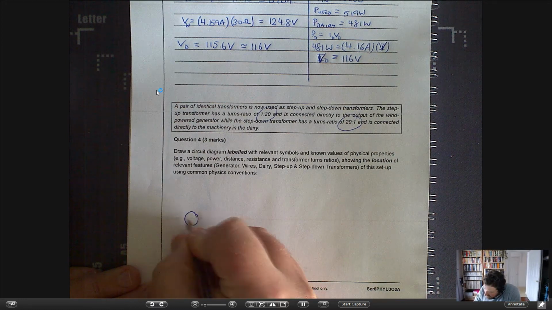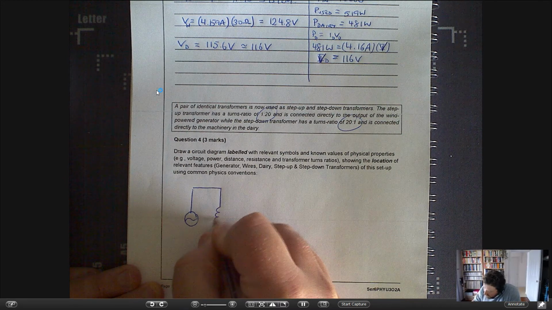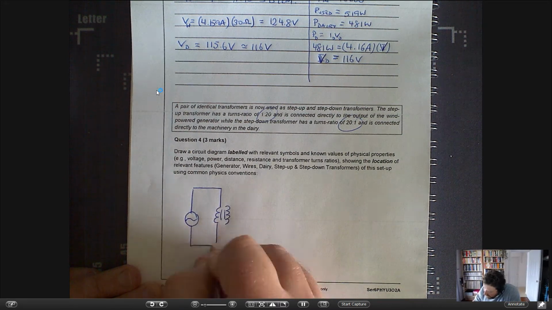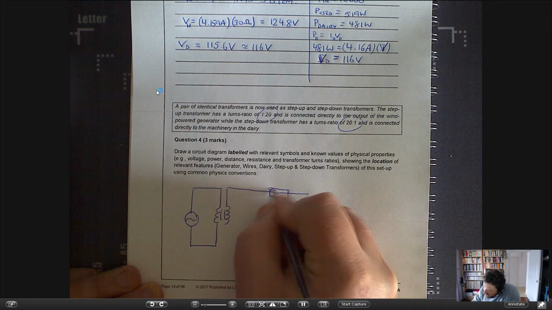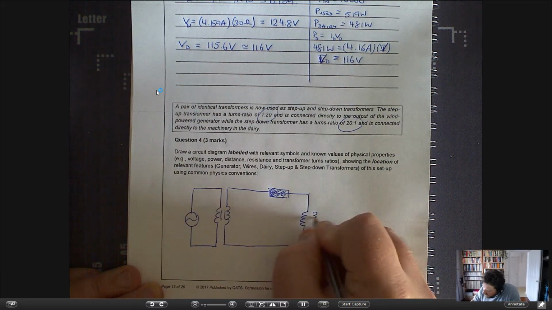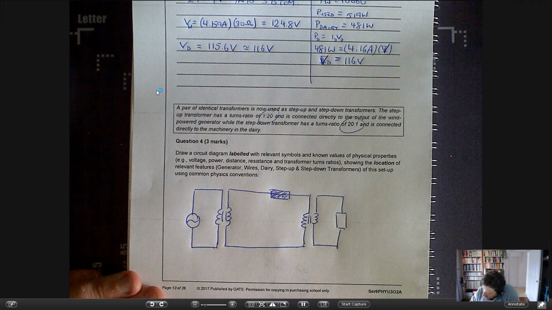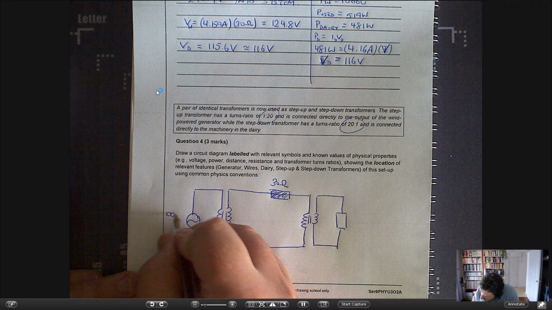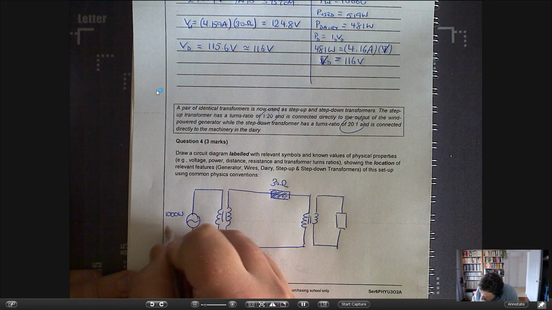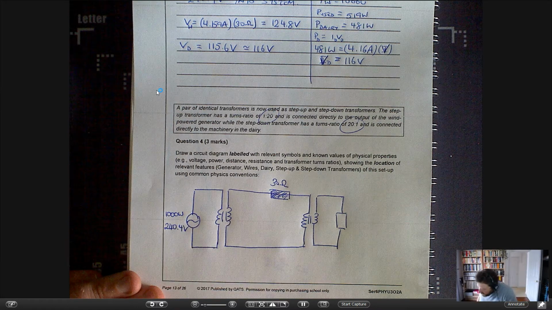So we have our same AC generator, and all we're going to do is put a step-up transformer in and a step-down transformer. We're going to have that same resistor. We've still got our dairy over here, and we're just going to label with all the same information we had before. So that's still 30 ohms. I assume this is still putting out 1,000 watts at 240.4 volts, unless I'm told otherwise. And that's about all the information we have.